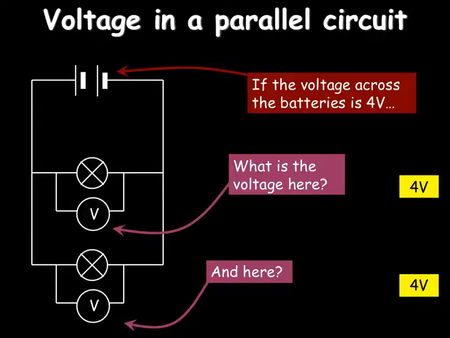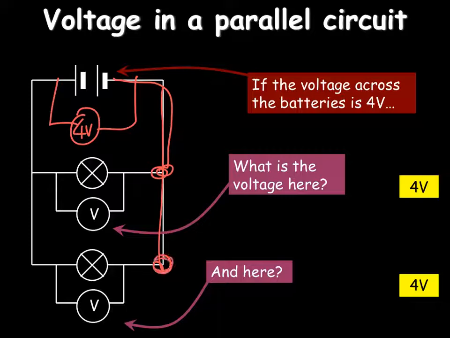However, in a parallel circuit, the voltage drop is the same at all times as the EMF in each branch, because essentially each branch is connected directly to the battery. So wherever you go in the circuit, you have 4 volts. Each of the voltmeters will indicate 4 volts, because they're all connected directly across the battery.